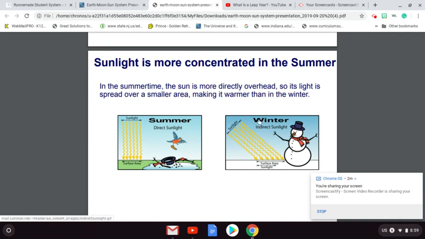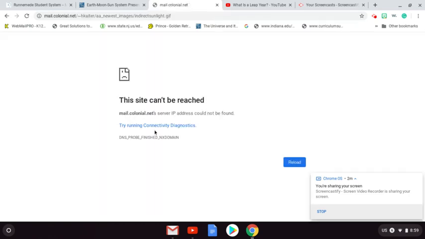All right, so here's another diagram that's kind of showing that. So in the summer, we get the most direct sunlight. In the winter, it's indirect sunlight. So obviously in summer, when we're getting direct sunlight, it's warmer, the days are longer, the temperatures are higher.